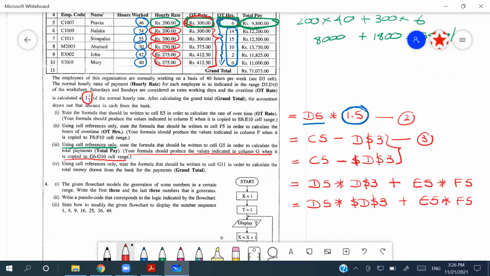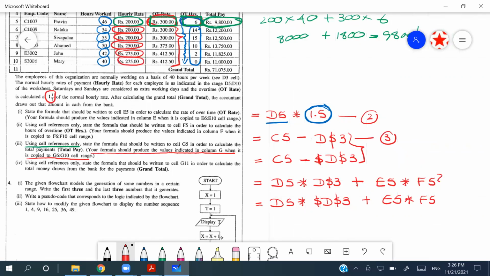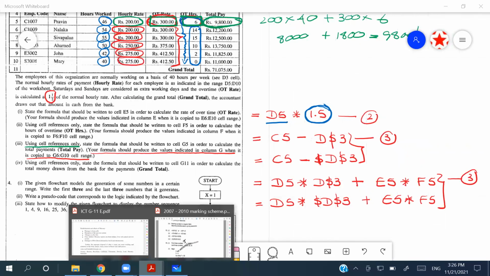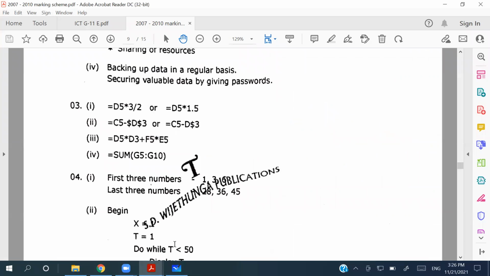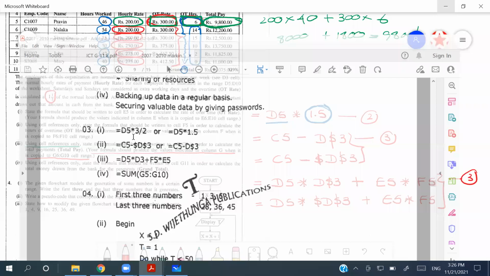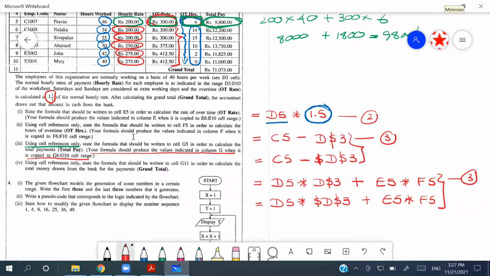Right? So if you got the answer, again, any one of the answers, you can have 3 marks, right? So let's see the marking scheme as well. Yeah, they have missed the D$3 part. It should be the $ sign, people, right? Otherwise, D3 is going to change, right? So one of these is going to be the answer, right?